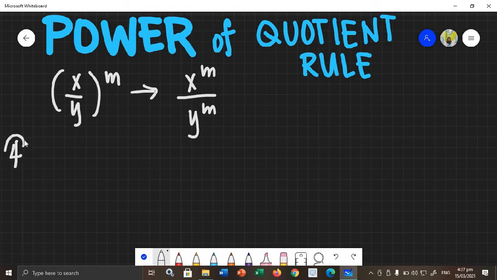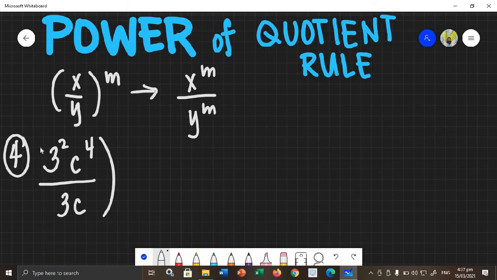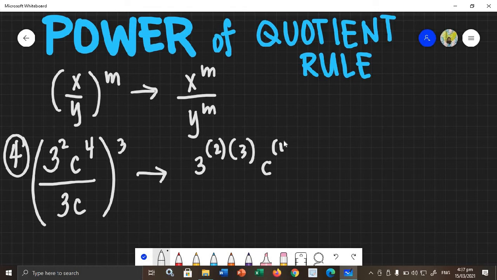Let's say we have (3 squared over... ) 3 squared and then c to the 4th power over 3c, and then the whole expression is raised to the 3rd power. Again, distribute natin yung exponent outside the parentheses and according sa power of quotient rule, no? So, 3 raised to the 2nd power, multiply natin si 2 kay 3. And then c to the 4th power, multiply natin si 4 kay 3.